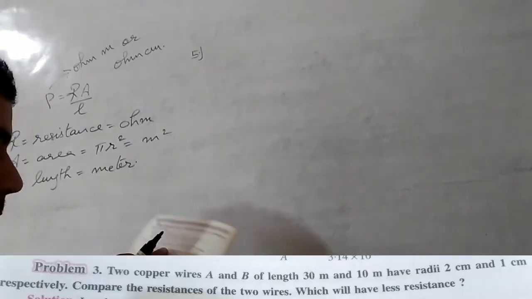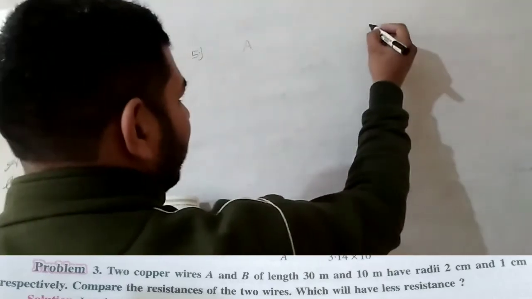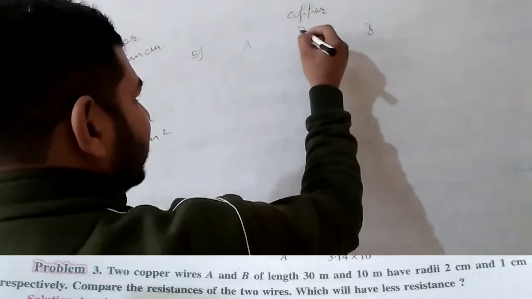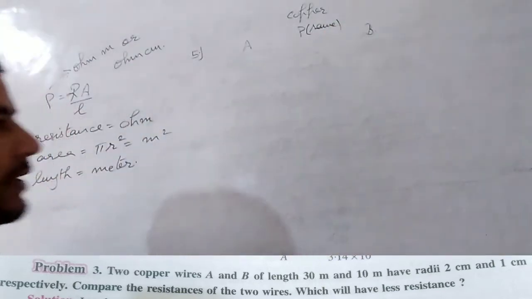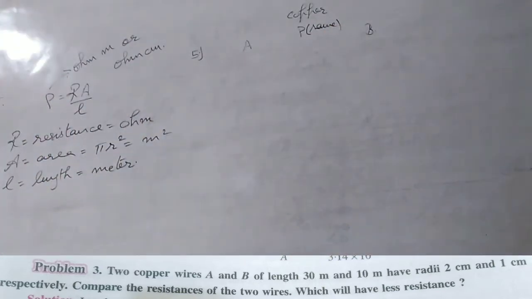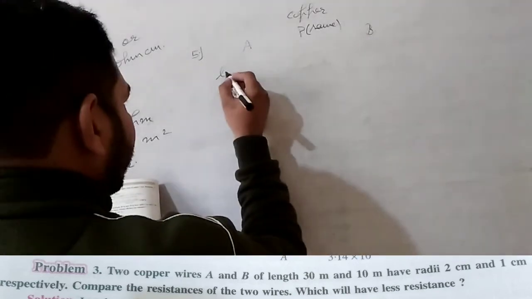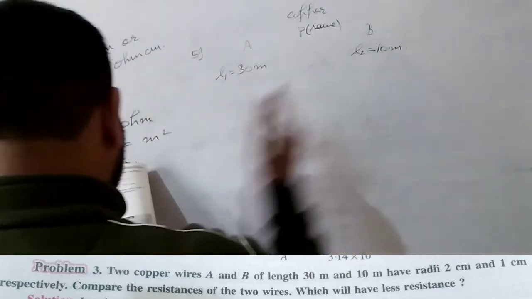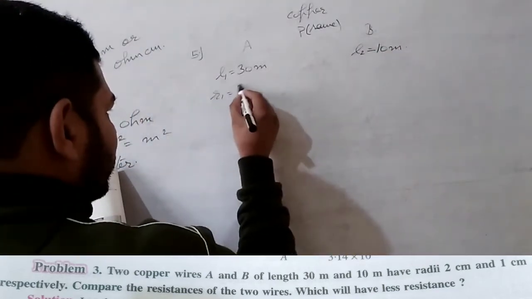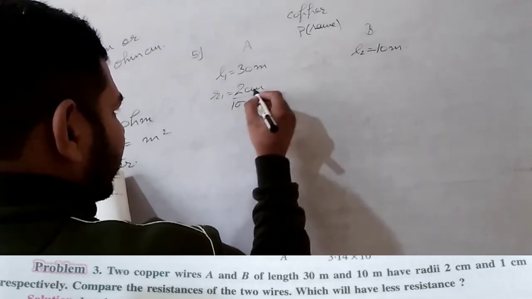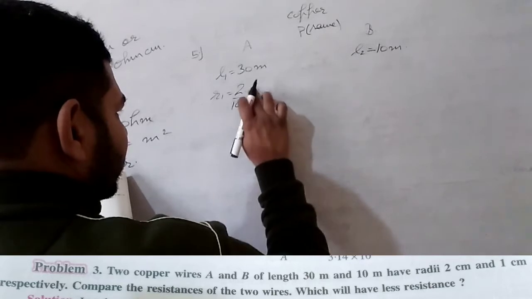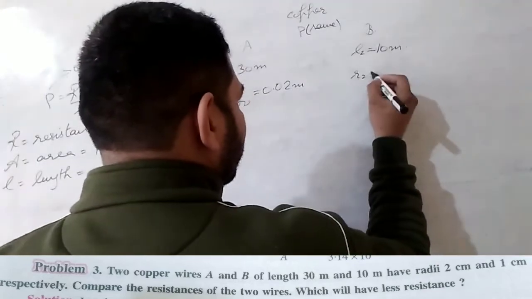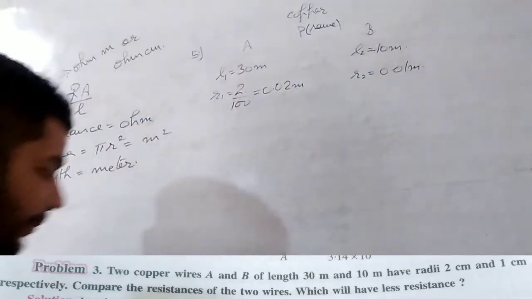Fifth numerical. Two copper wires A and B. Copper wire A, copper wire B. Wire is copper, so we are having the same resistivity. Resistivity is the same for a single material. Length L1 is equal to 30 meter and L2 is equal to 10 meter. Radius R1 is equal to 2 centimeter, 2 by 100, that is 0.02 meter, and R2 is 0.01 meter.